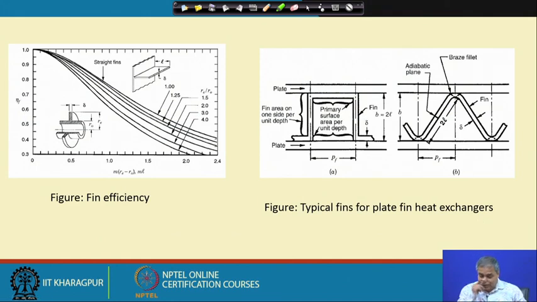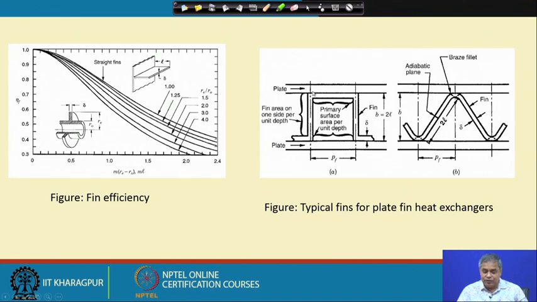So, on the left hand side, how the fins are there in a plate fin heat exchanger is shown. If you notice carefully, this will be explained when we discuss the plate fin heat exchanger, but here in connection with fins let us have some idea. You see these are two plates, in between there are fins like this. These are very thin and this one acts as a longitudinal fin.